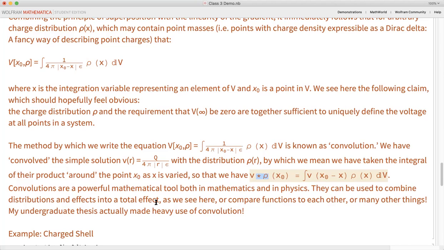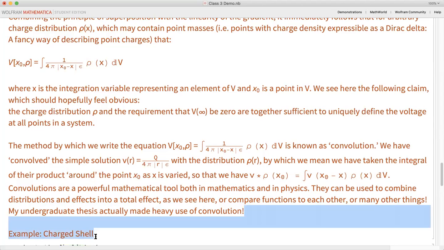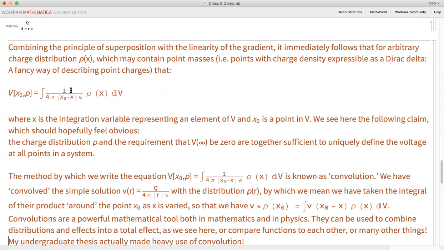There's something to be said that the convolution of a function and another function at x naught tells you how similar those functions are, up to being moved around a bit. We're not going to look into what that means, but my undergraduate thesis made heavy use of convolution. And it's important to note here, rho of x, I said rho of x was a function, right?